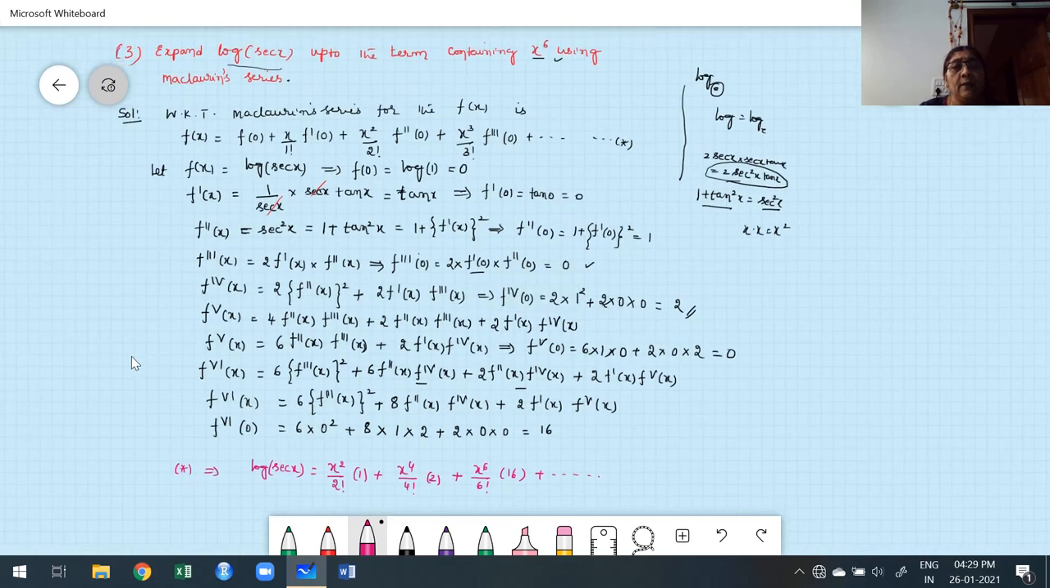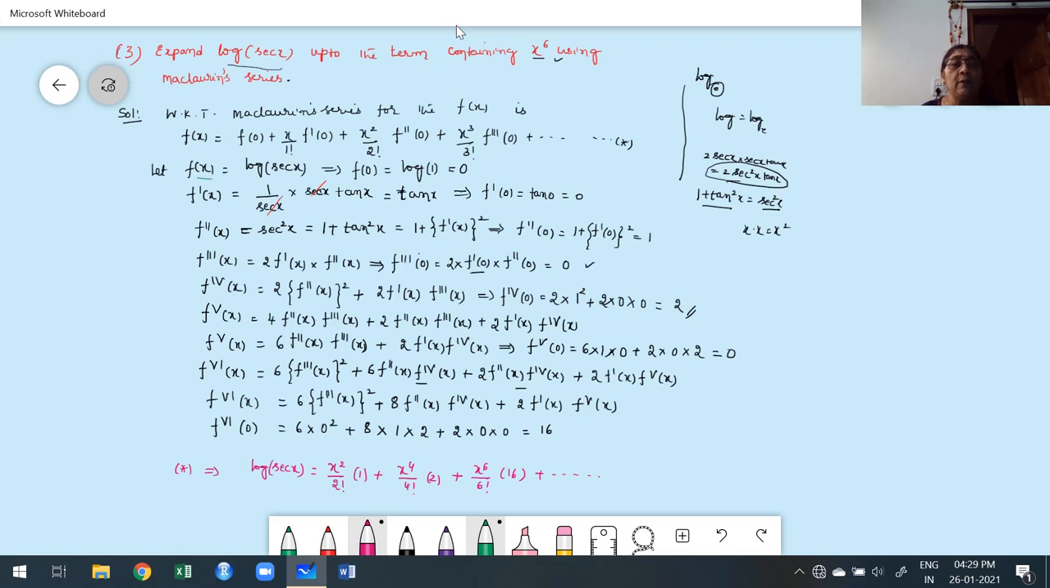to expand log secant x up to the term containing x to the power of 6 using Maclaurin series. Observe carefully and then proceed. In terms of x means I go for Maclaurin series. First you write the Maclaurin series expansion. After that, observe carefully that we have to expand up to the term containing x to the power of 6. Therefore, I have to find up to the 6th derivative of the given function at x equal to 0.